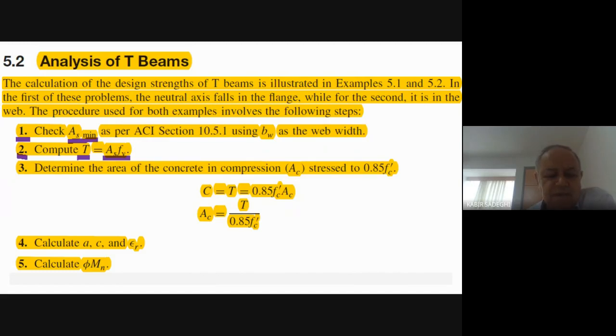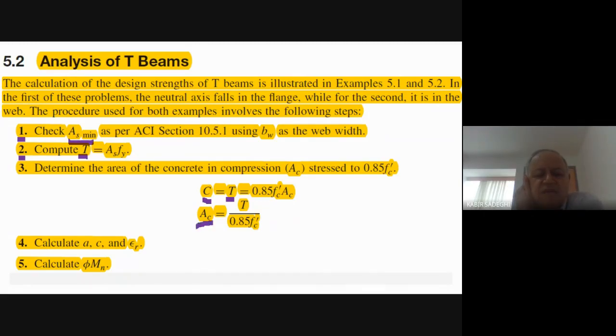I think, let me erase that one. I made a little, yeah. Therefore, first step, find AS minimum. Second step is finding tensile steel. And the third step is equating compression force to the tension force and finding AC.